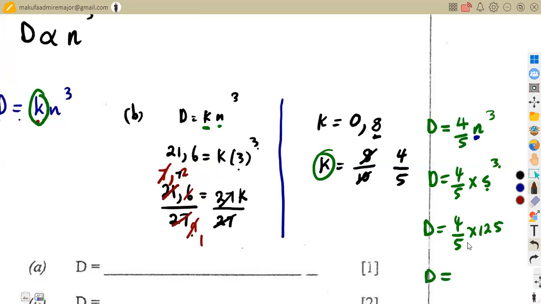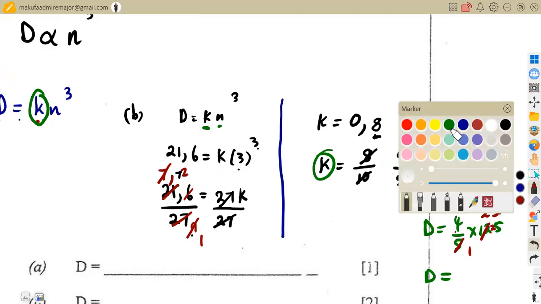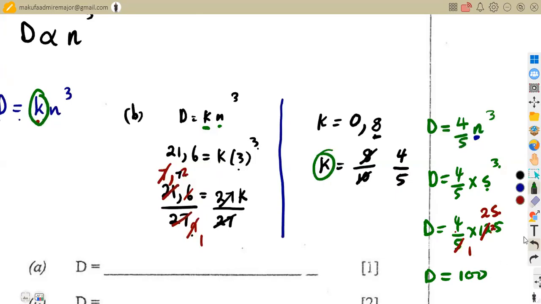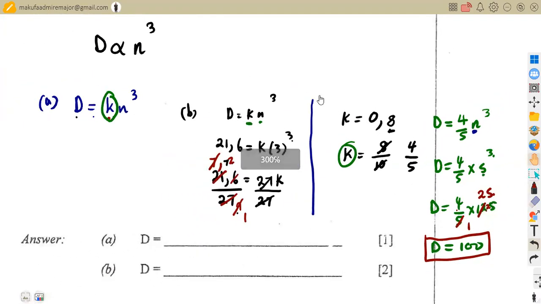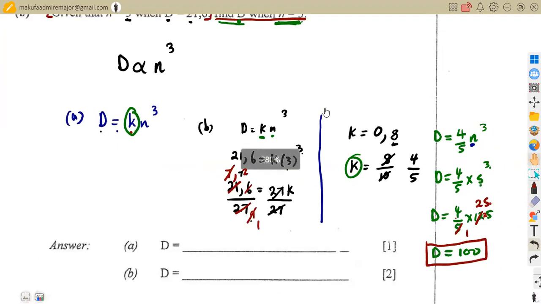So you can simplify further. 5 into 5, 1. 5 into 12, that is going to be 2, with a remainder of 2. 5 into 25, which is 5. So you can multiply 4 times 5. That is going to give us 100 in this case. All right, so that is the value of d, which corresponds to our value of n being 5. As we can see, the first part here was for d in terms of n, so it was going to be d is equal to k n to the exponent of 3.